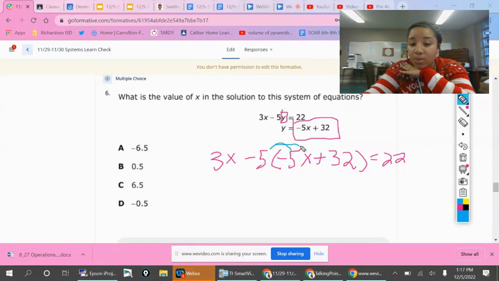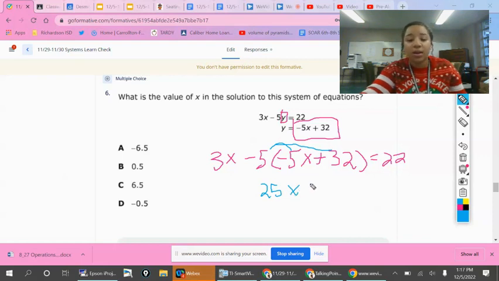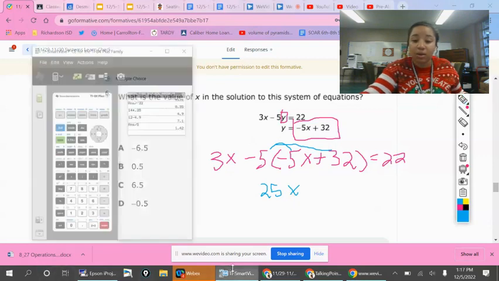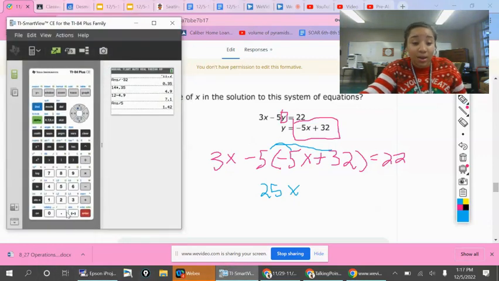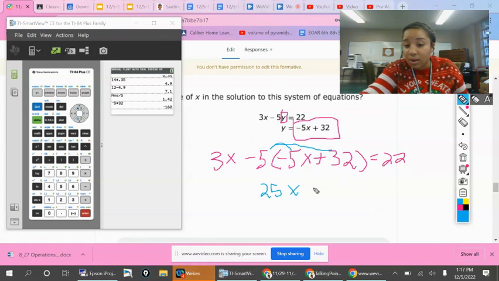And when I do the distributive property, this would turn to 25x, and then 5 times 32. I'm going to just grab it here. I don't feel like doing the math. Negative 5 times 32 is going to give me negative 160. Minus 160 equals 22. And then this would be a plus because it turned positive, because negative times negative. And then we have 3x.